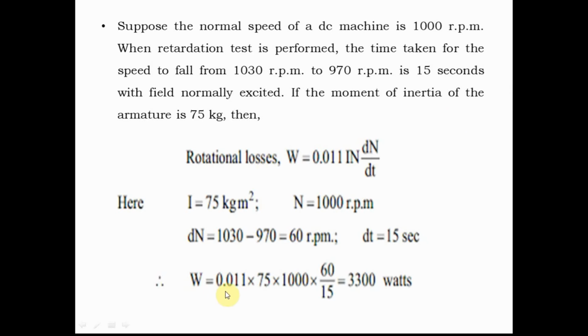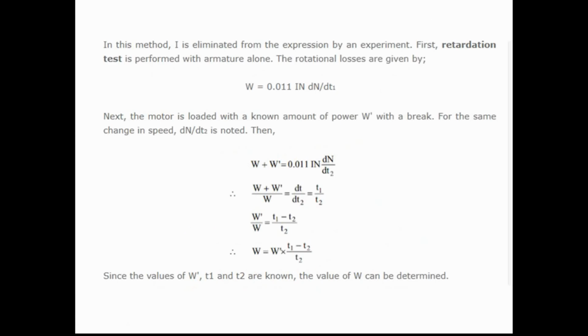So without having to calculate the moment of inertia, we can calculate the rotational losses by a method called eliminating moment of inertia. Here first we eliminate the expression I, and then through the retardation test we can calculate the rotational loss. First, the test is conducted two times. In the first one, we speed up the armature to the rated speed and cut off the supply. Then it reaches a certain value of voltage or speed. We note down the dn value and dt value.